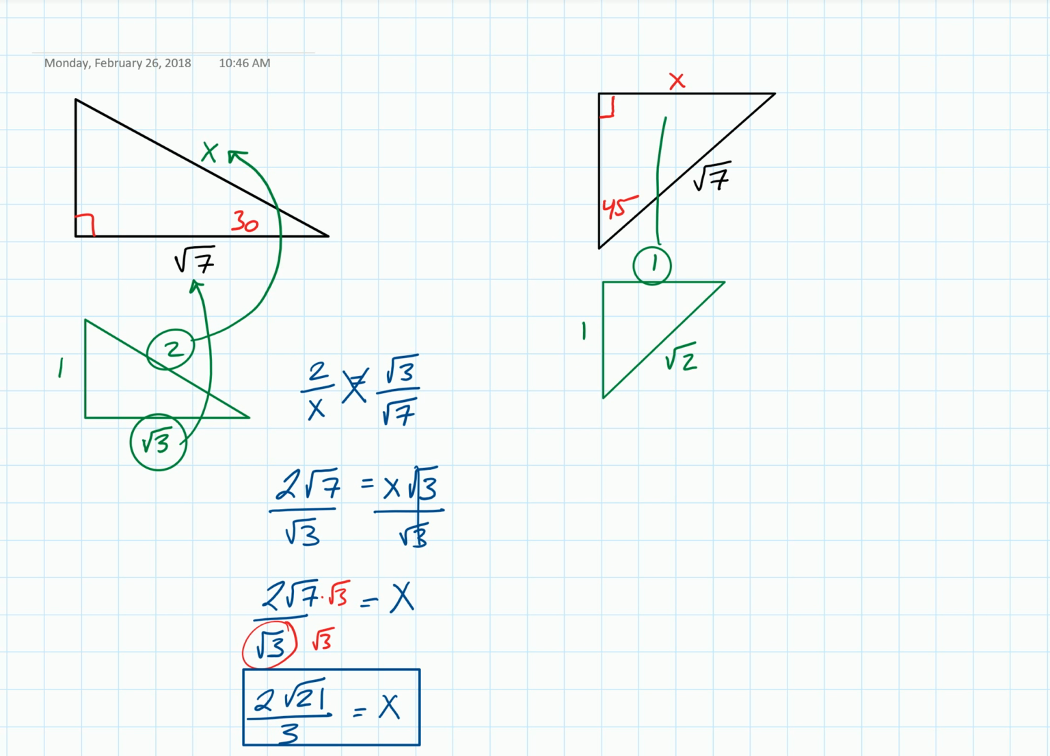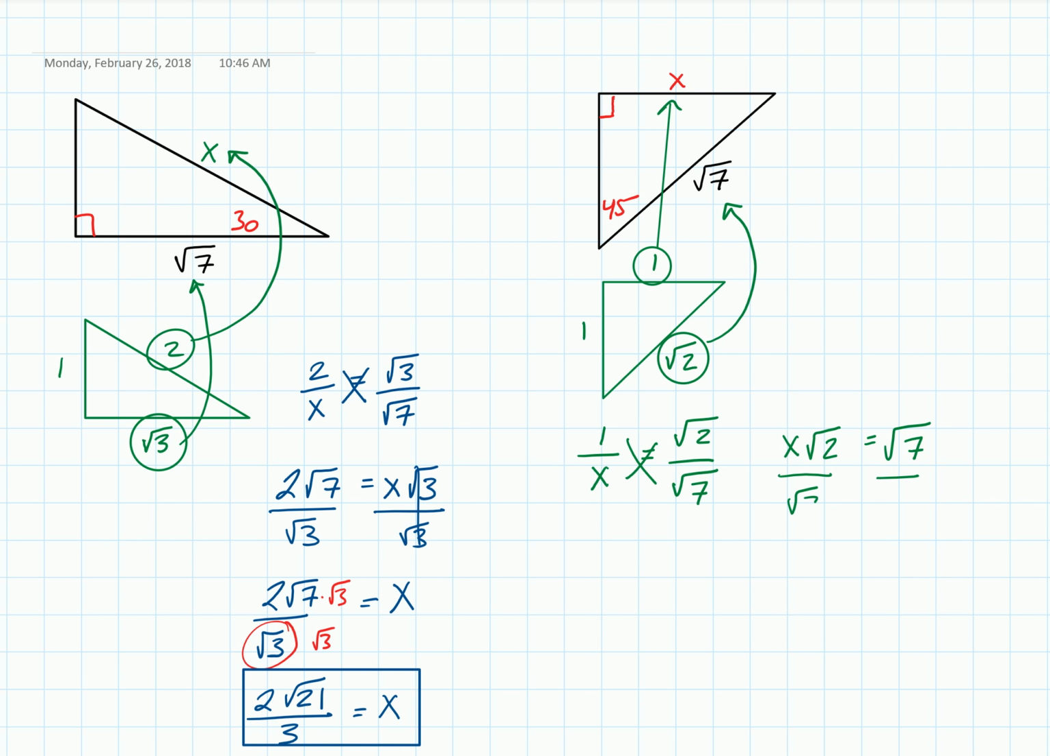The 1 matches up with the x, and the radical 2 matches up with the radical 7. So our first fraction will be the 1 over x, and the second fraction will be the square root of 2 over the square root of 7. When we cross multiply, the x goes with the radical 2, and the 1 is multiplied by the square root of 7, which will just be the square root of 7.